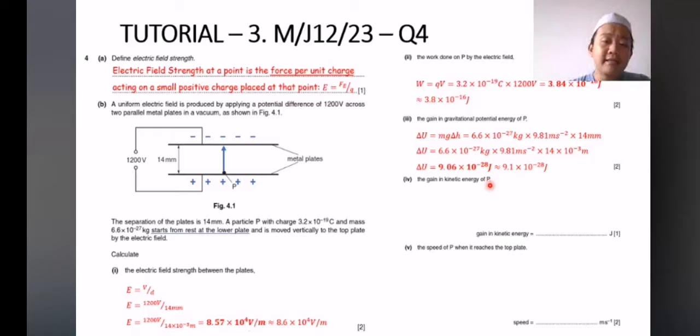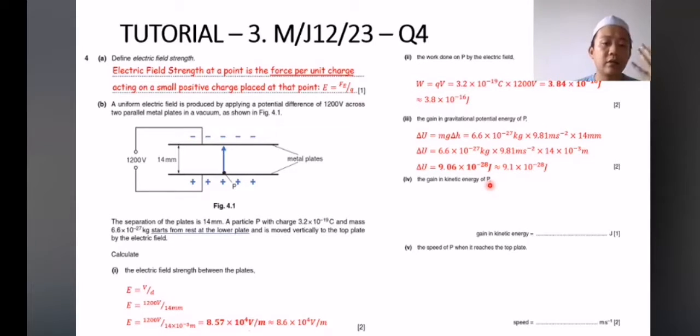But that only applies if you are dropping the particle from the top plate to the down plate, betul tak? Sebab dia ada potential energy, lepas tu dia ada reduce in potential energy, and then it is converted into kinetic energy. But here it is different, because kalau you drop, that means the work done ialah the potential energy sahaja kan. Cuma this one is going up.